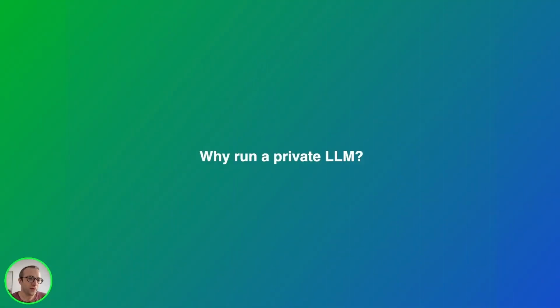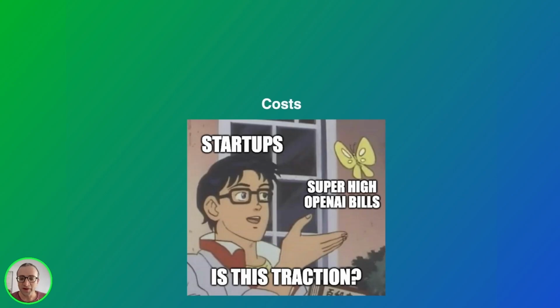So the first thing we should ask ourselves is why go to the trouble of setting up a local private language model? I think there are three reasons. The first one is cost. If you have an application that's popular and is using the OpenAI API very heavily, the cost can rise very quickly, and there's a point at which it makes more sense to rent or buy your own hardware and run your own model. So there's a scaling aspect to this.